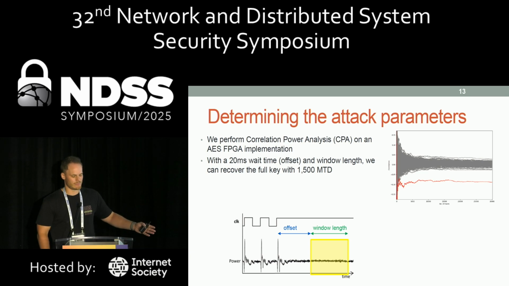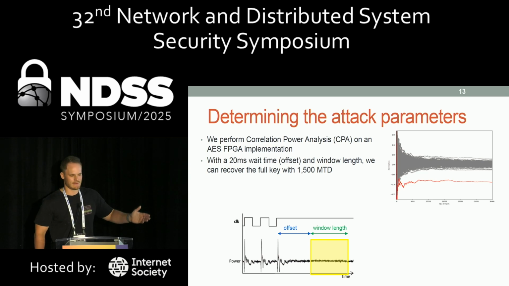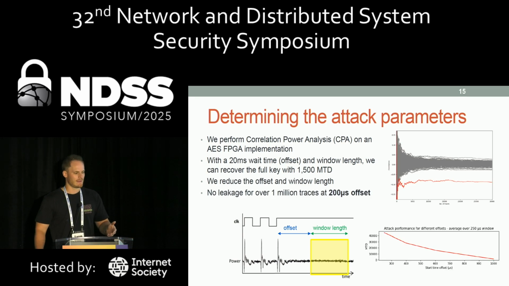Each line effectively represents one of 256 candidate key guesses, the correlation of their expected power consumption along with what we observe, and we find that indeed the correct key candidate emerges quite early after 1,000 or so traces with very high correlation. So in order to investigate how soon after the last active edge we can attack, we progressively reduce the offset and the window length until we find that at about 200 microseconds offset, for over 1 million traces, we see absolutely no leakage.